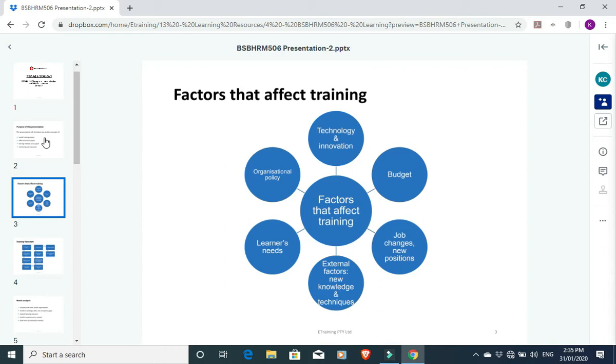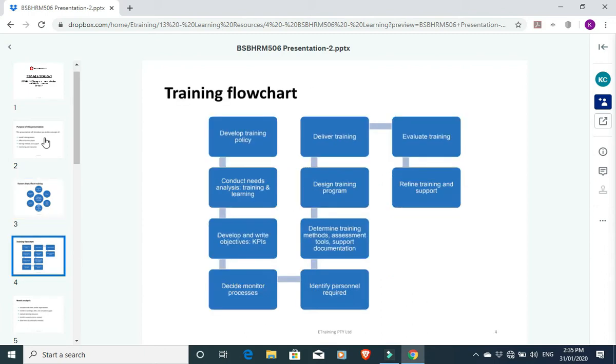Job changes and new positions are another factor. When jobs change and the things that you do change, people require training. There are also external factors like new knowledge and techniques on the market, learners' needs, where there could be a gap within the learner, and organizational policies. So these affect training. Let's look at the training flowchart.